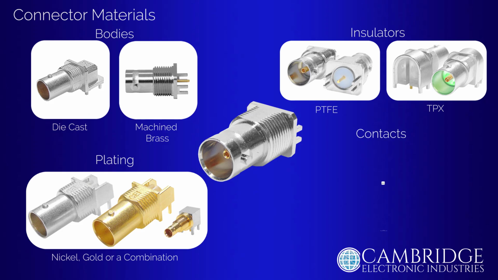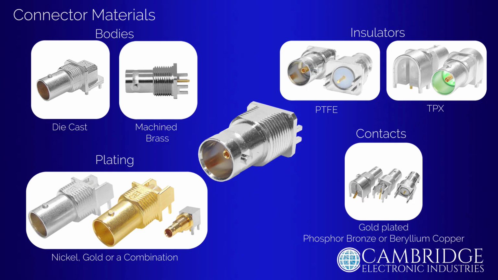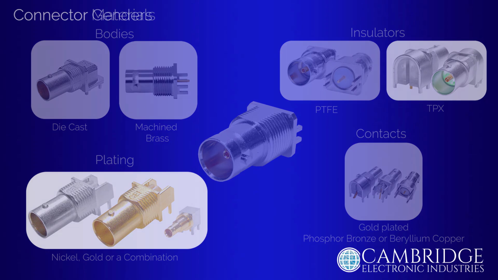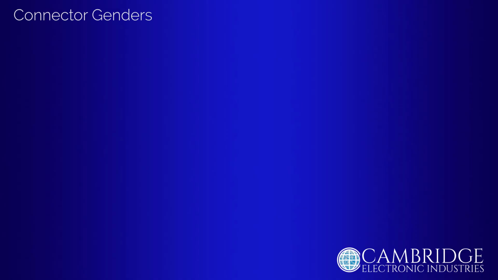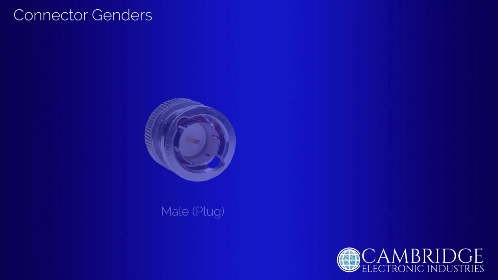Each contact is precision machined from phosphor bronze or beryllium copper. These alloys have been chosen for their corrosion resistance and strength. Cambridge Electronic Industries typically apply a 10 micro-inch gold plating to all contact pins in coaxial connectors. This thicker plating ensures excellent electrical performance and supports a high number of mating cycles, providing long-term reliability and consistent peak performance. Coaxial connectors are available in two genders.